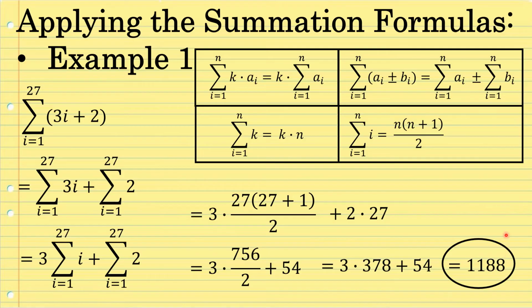Again, this is the same thing you would get if you wrote out 3 times 1 plus 2, plus 3 times 2 plus 2, plus 3 times 3 plus 2, the whole way up to a value for I of 27. All 27 of those terms would add up to exactly 1,188. Let's move to example 2.